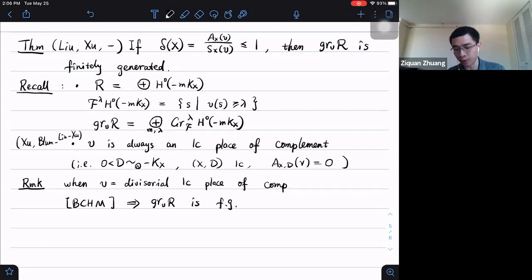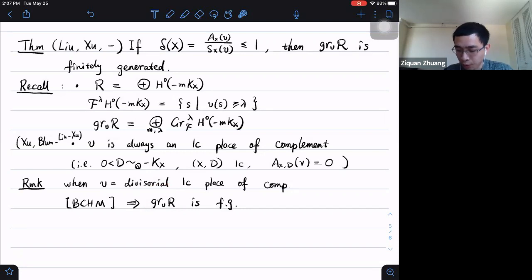The reason is that when it's a divisorial log canonical place of complement, you can extract this divisor on the PLT blow up, such that the total space remains of Fano type. And because it's of Fano type, this is a consequence of BCHM: when you take, for instance, any Cox ring construction, you get something that's finitely generated. And this graded ring is basically a quotient of a certain Cox ring. So it remains finitely generated. Okay, so that's the remark.